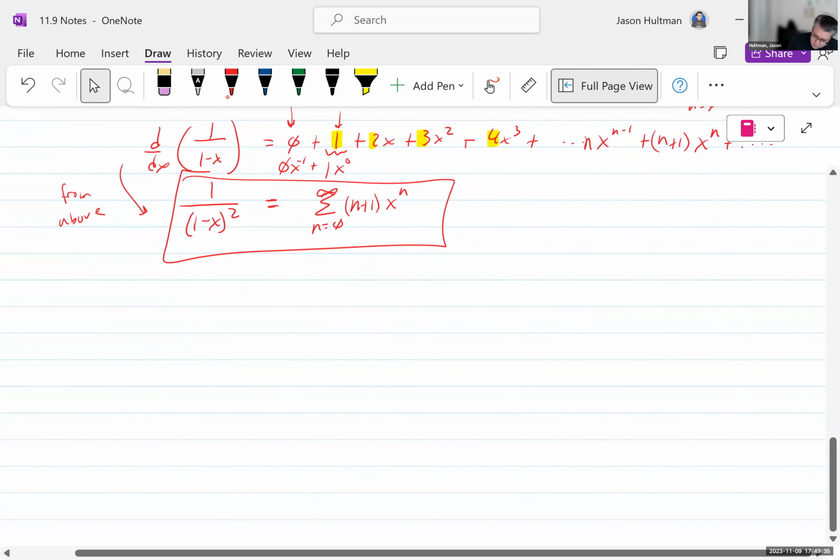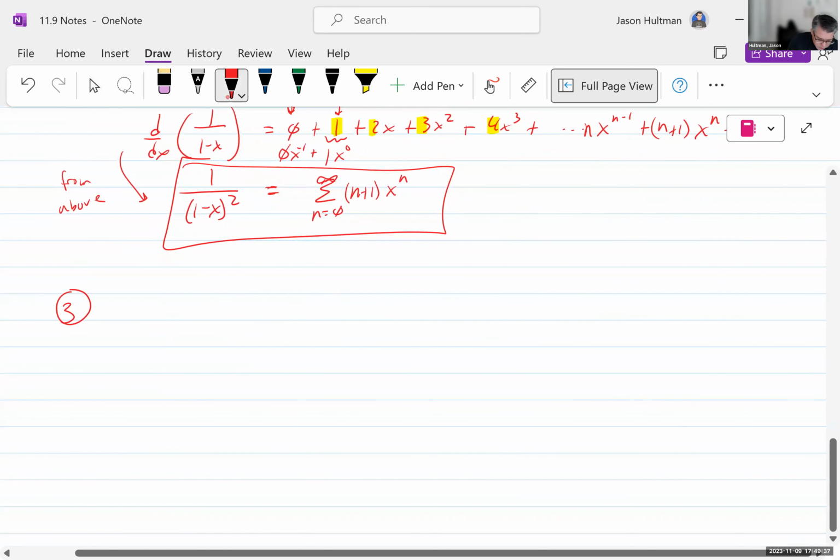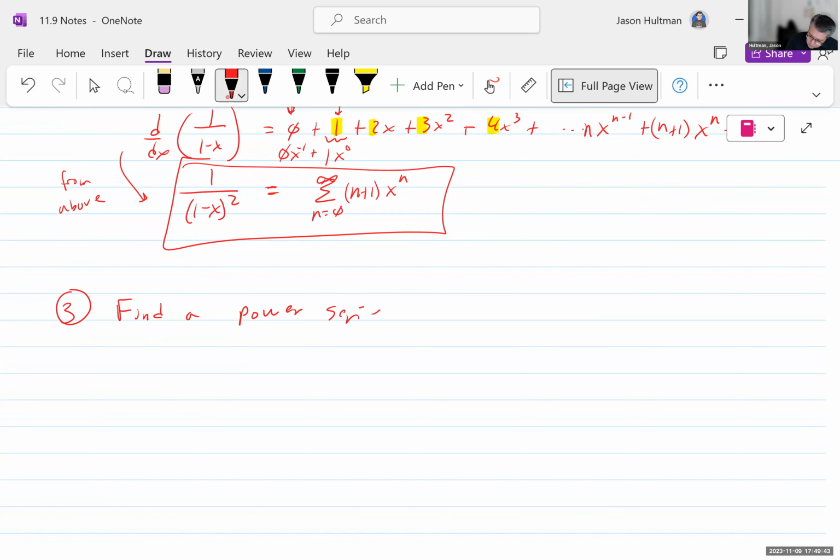Okay, number 3. Find a power series for the natural log of 1 plus x and its radius of convergence.